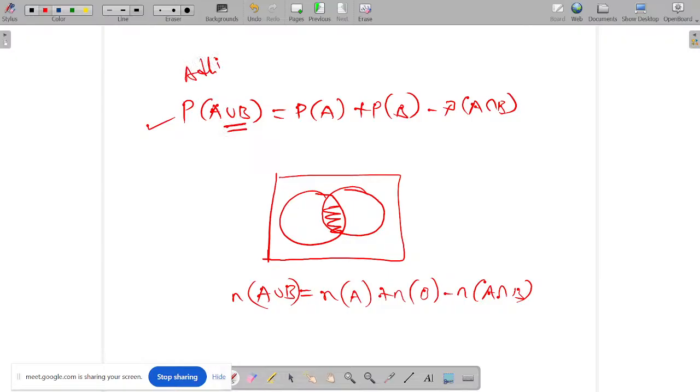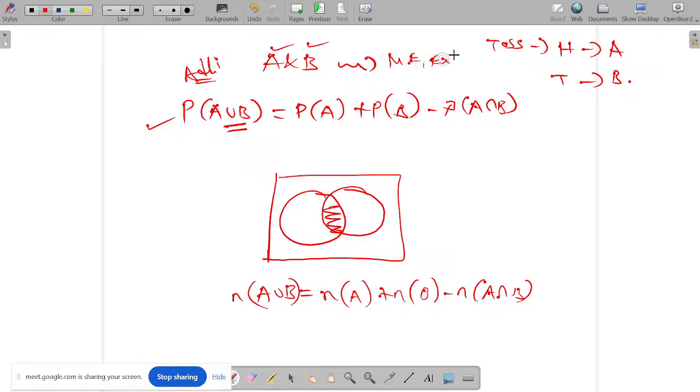Not only that, please understand, here A and B are related to one trial itself. I toss a coin. Getting a head is event A. Getting the tail is event B. When you define them within one trial like this, A and B are events that we'll call mutually exclusive, exhaustive and so on.